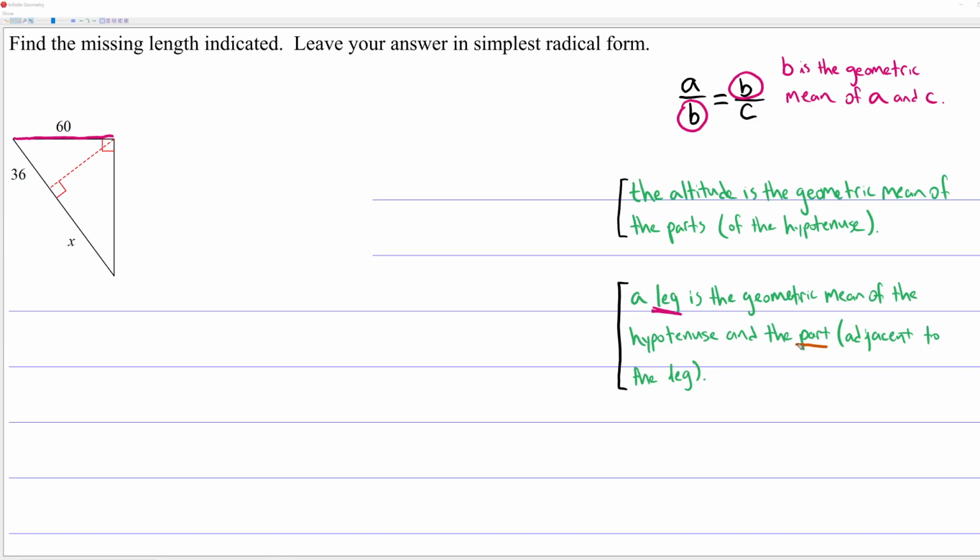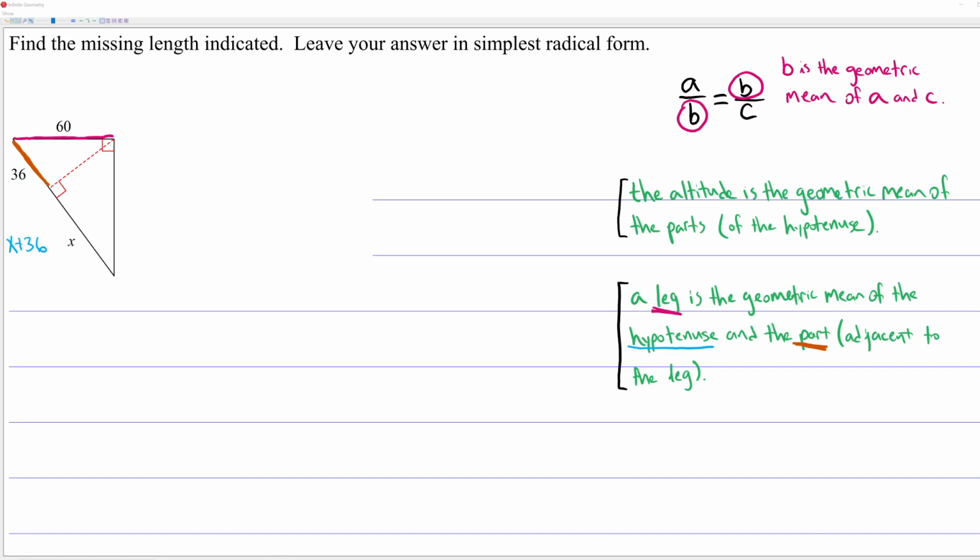So we'll use the same color. Let's see, the part that's adjacent to the leg. So our leg is labeled with this pink color. Our part is close to the leg. So this gold, 36. Well, now let's talk about the hypotenuse for a second. The hypotenuse of our original right triangle doesn't have a label on it. So you'll have to add the two parts together. So the hypotenuse is x plus 36.